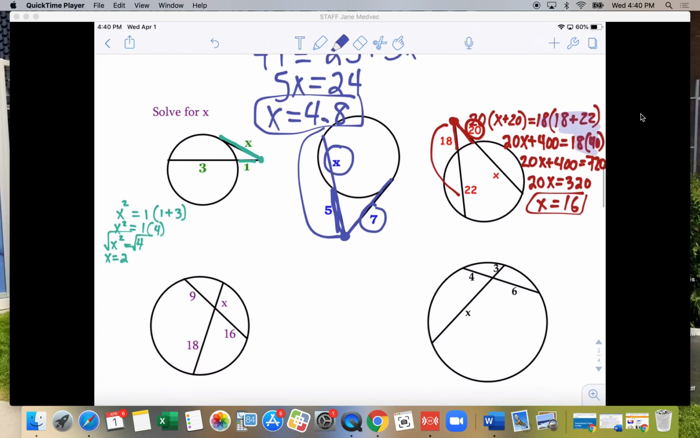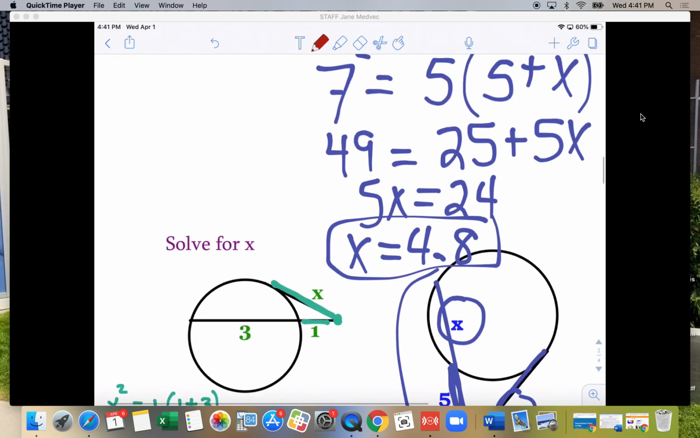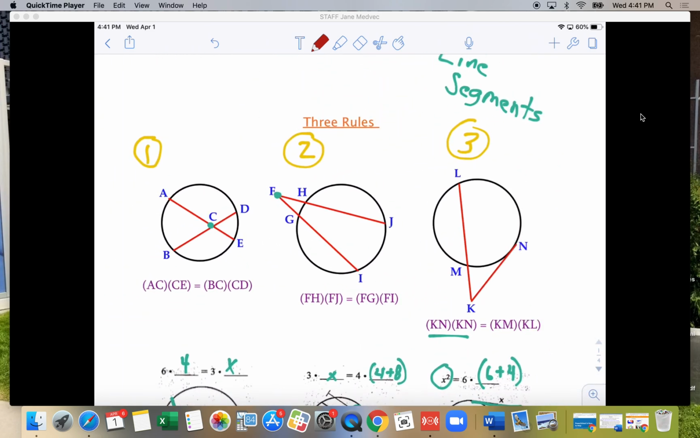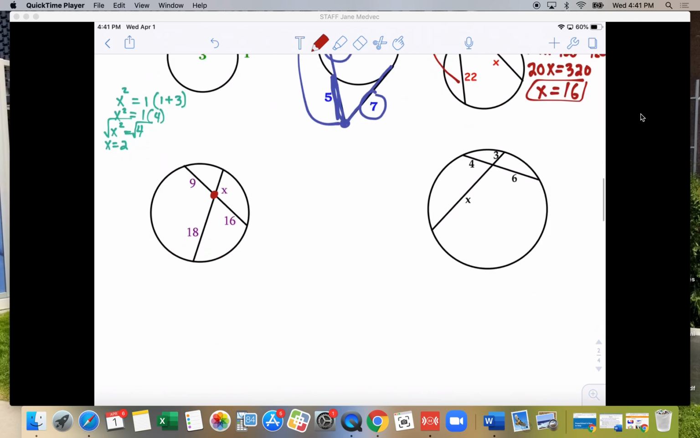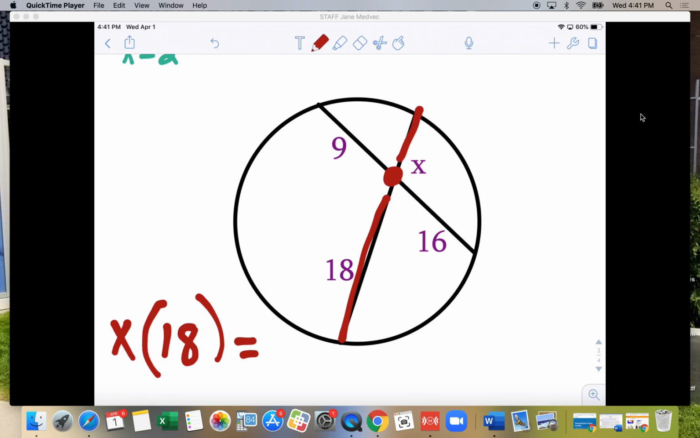All right, that's those. Now let's come down and take a look at this one. Again, if you take a look, the intersection is in the center of the circle. So if I look at the ones that I have, is that 1, 2, or 3? This one is number 1. And so what I'm going to do is take this part, which is x. I'm going to multiply it by 18 because that's the other part. I'm going to set it equal to 9 times the other part, which is 16.